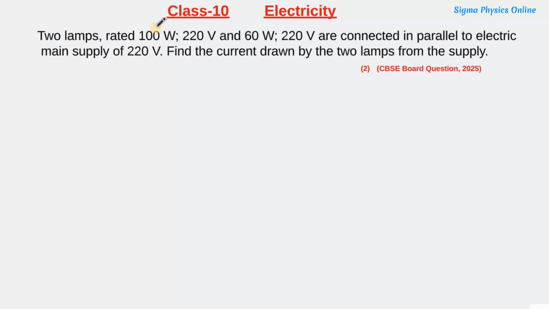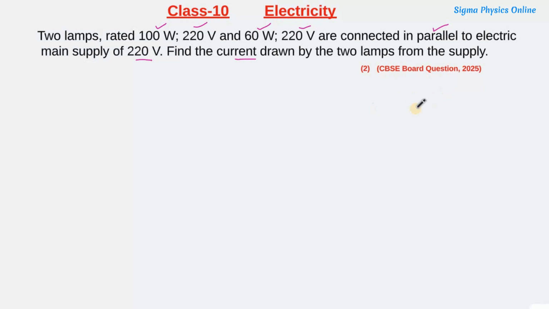Alright, so there are two lamps. One rated at 100 watt and it's operating at 220 volt. Another lamp has 60 watt power and it's also connected to 220 volt supply, and these lamps are connected in parallel to the electricity supply of 220 volt. We have to find out the current drawn by the two lamps from the supply.